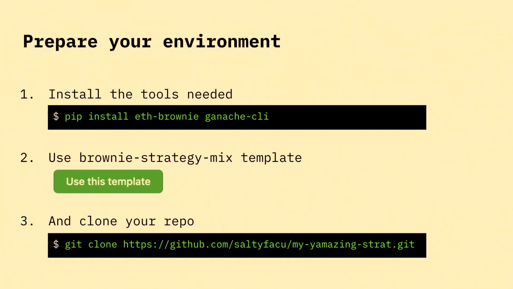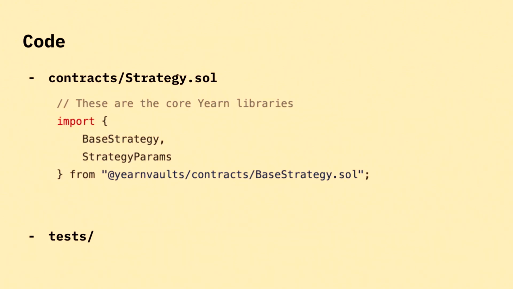Basic stuff to start coding. First, the tools needed. You're going to need ETH Brownie and Ganache. You have to use the Brownie strategy mix template and clone your repo. That's basic stuff, super simple. Where do you have to take a look? The Strategy.sol is where a big part of the work is going to be done, because tests are also important. Most of the interactions we already have packaged in the base Strategy.sol, so you don't have to take care of it. You only have to code the custom interactions with the protocol that you're going to farm.